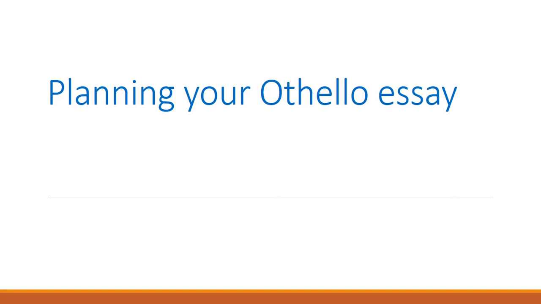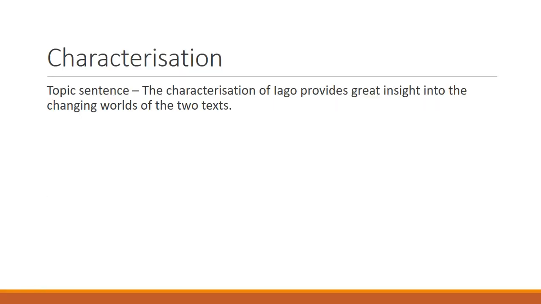You've got to work all those things into your body paragraphs. So if you were going to use the idea of characterization and say that Sachs has transformed Iago's character because society has changed and the ideas have changed, this might be a way of going about it. So your topic sentence has to have a clear idea, and so we're using the technique or the form aspect of characterization, and that's the central focus of our topic sentence. So: the characterization of Iago provides great insight into the changing worlds of the two texts.